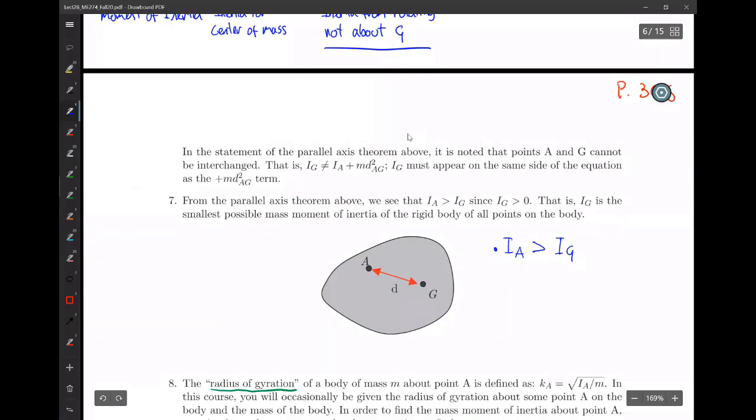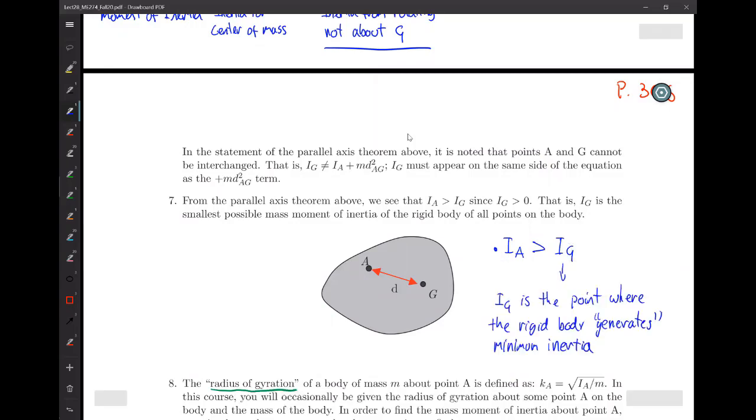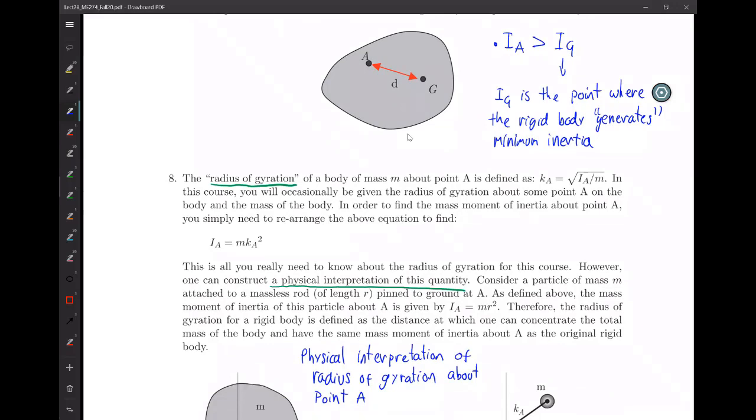So, here, if A is not G, then you're always adding. IA is always greater than IG. It generates more inertia. And then this concept of radius of gyration. Essentially, the radius of gyration is telling you the following.